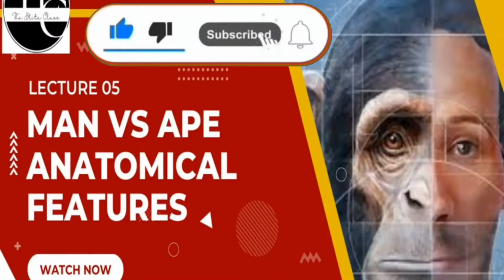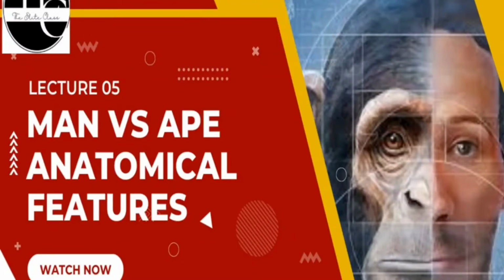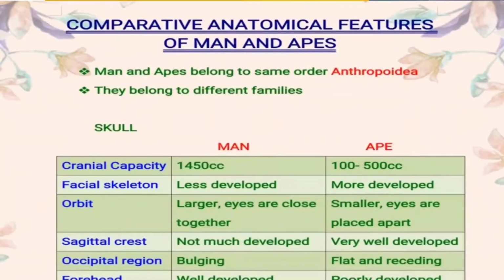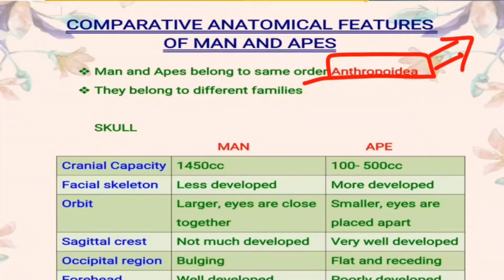Today our topic is about the comparative anatomical features of man and apes. Let's get started. Starting with the introduction of man and apes, man and apes belong to the same order called Anthropoida. This is the order man and apes both belong to, but they differ in their families. That means man belongs to a certain family and apes to some other family.